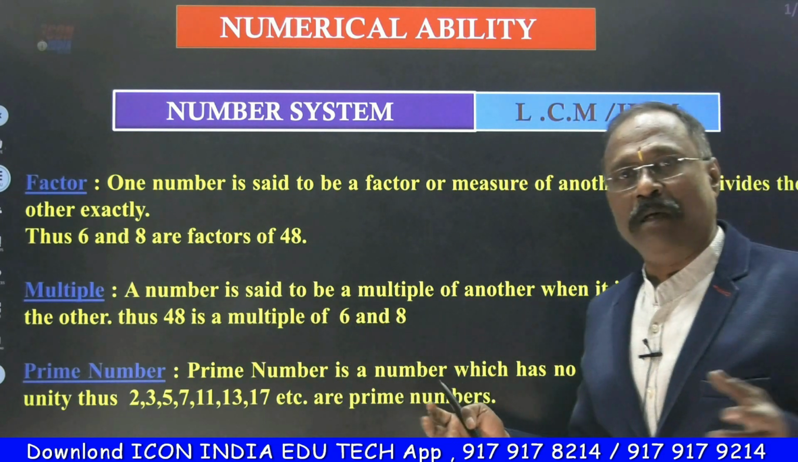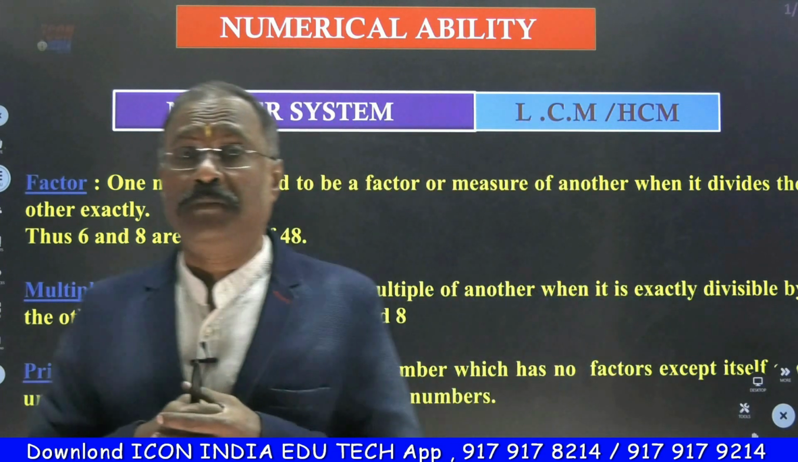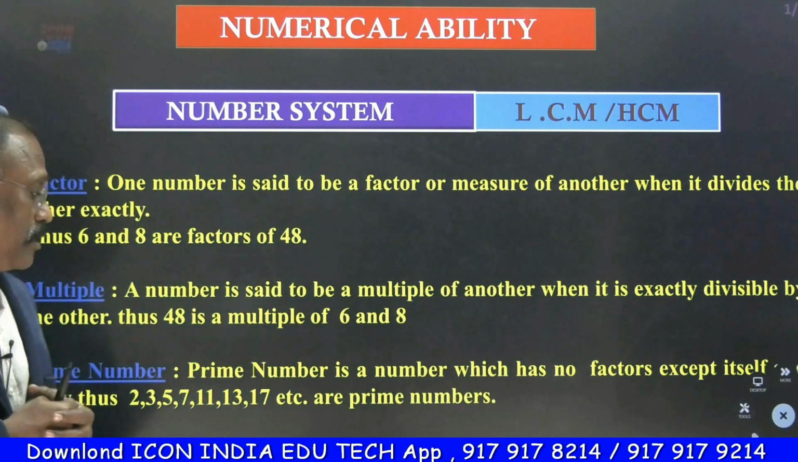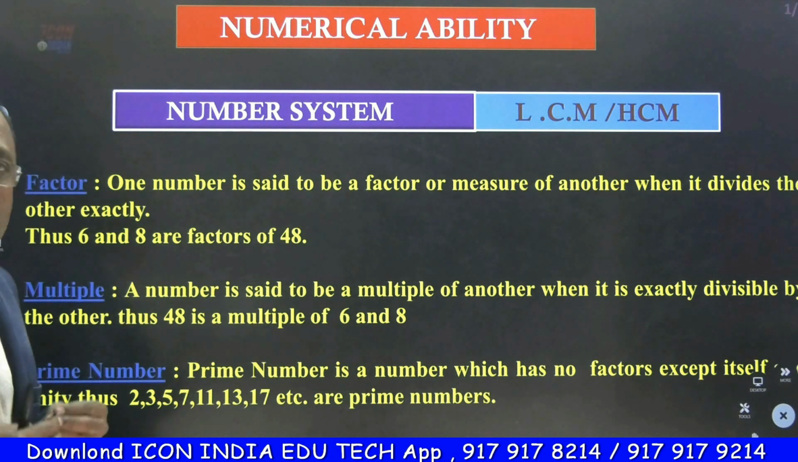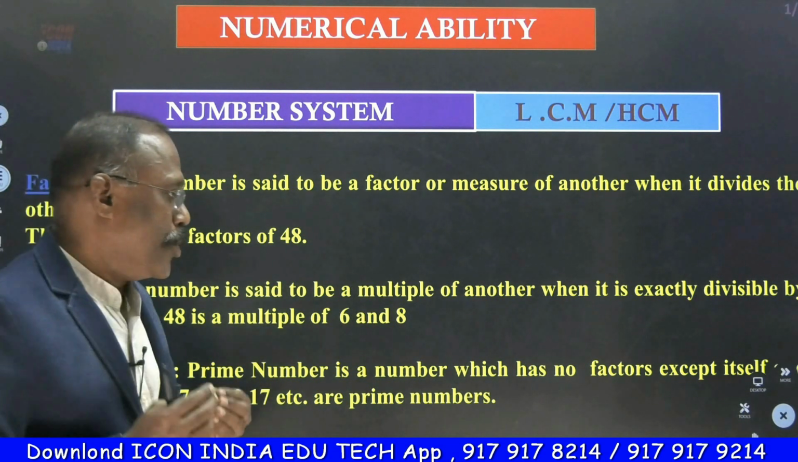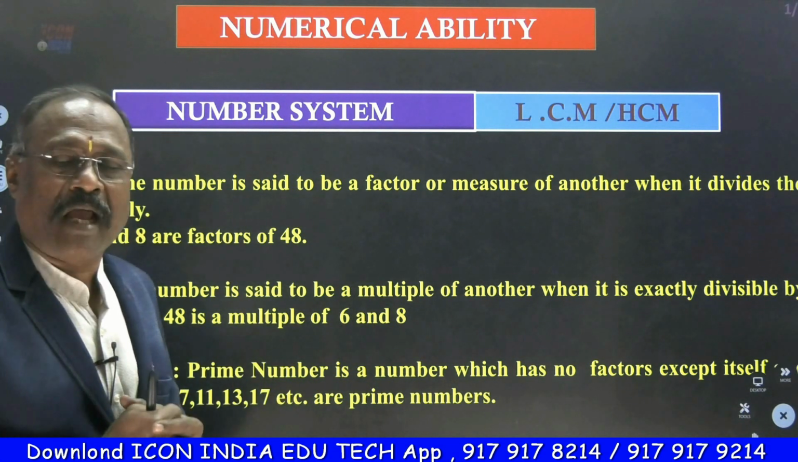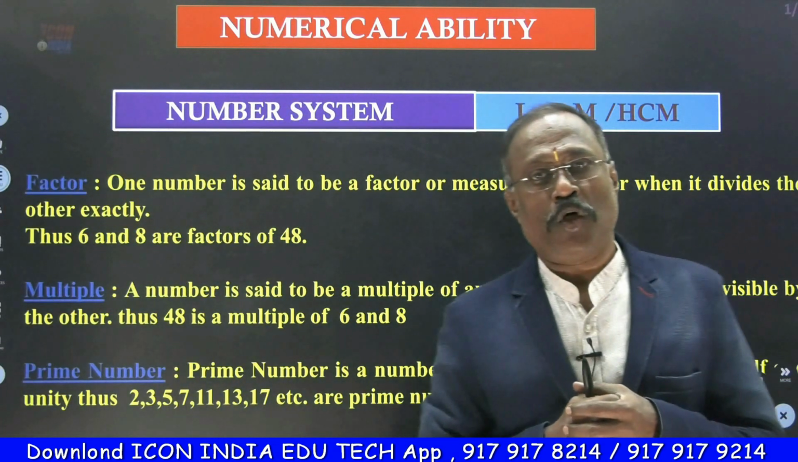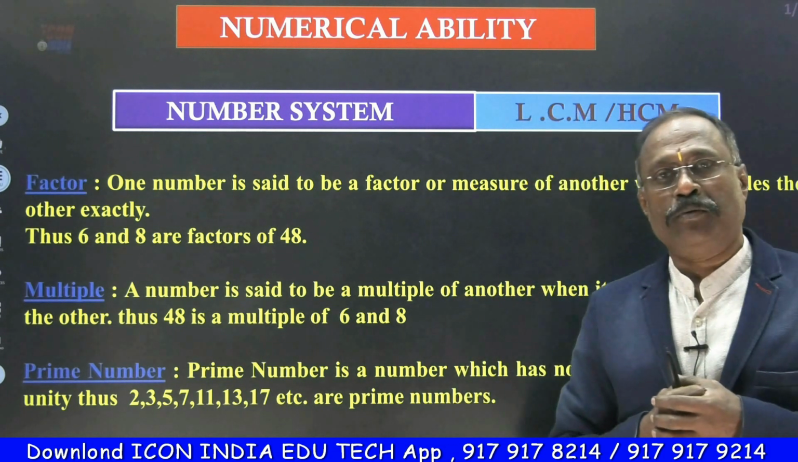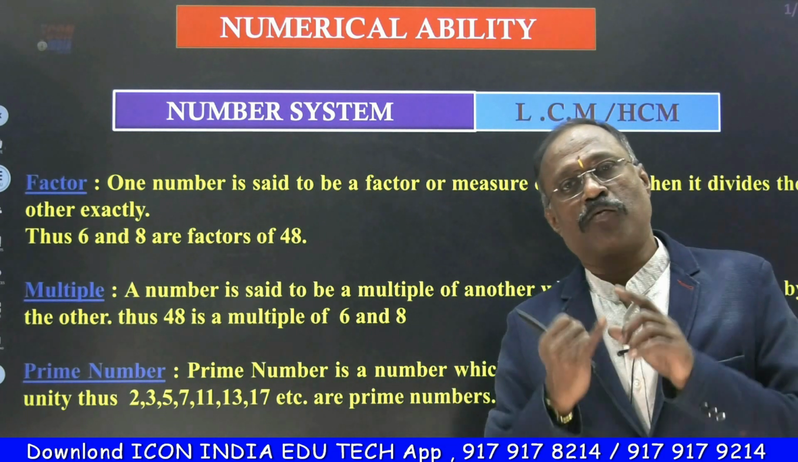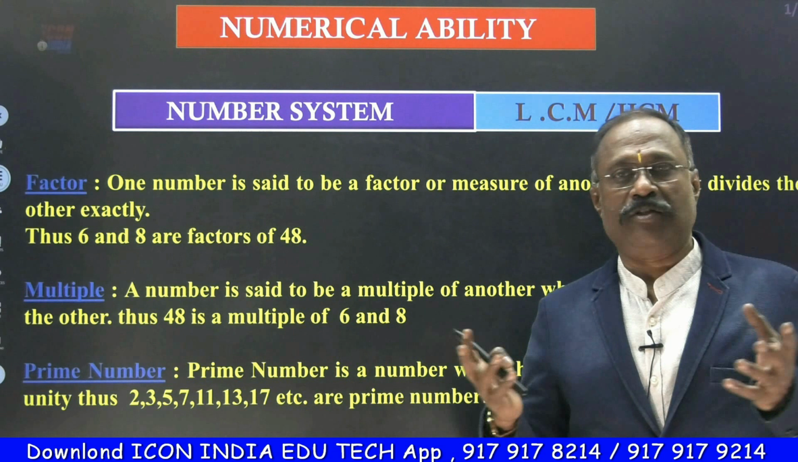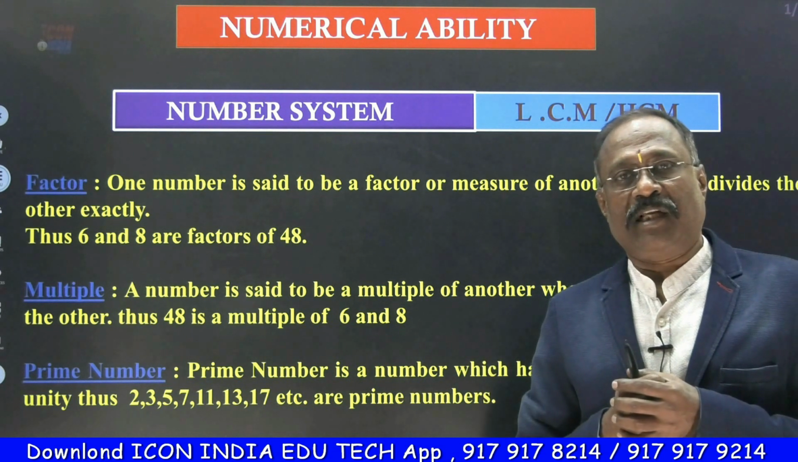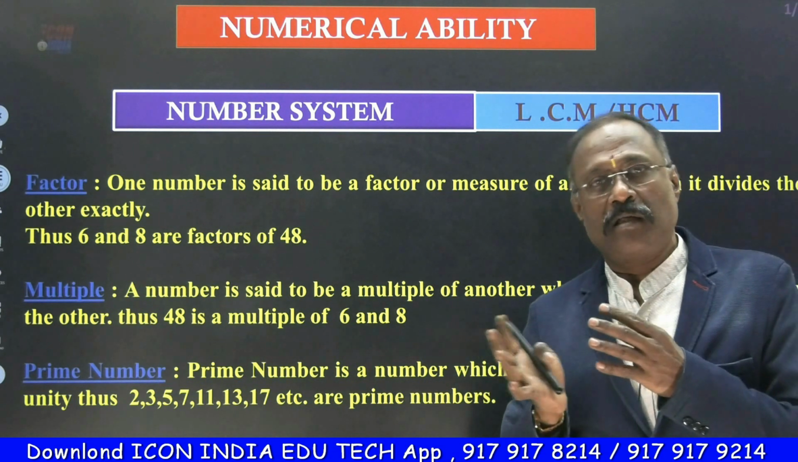Then what is a prime number? It's a prime number, everyone knows this. A prime number is a number which has no factors except itself and 1. Except itself and 1, everyone knows that. That is, if you take 2, 2 has factors 1 and 2. That's all. And similarly, if you take 3, the factors are 1 and 3.